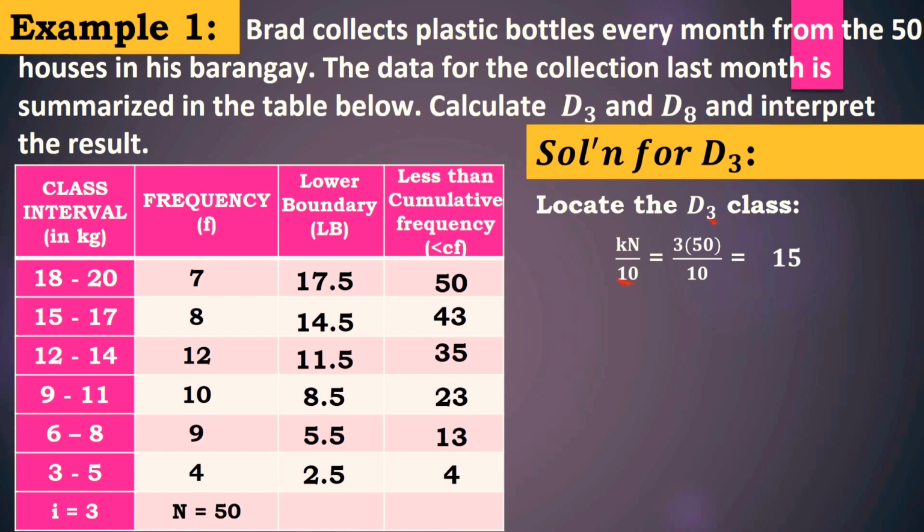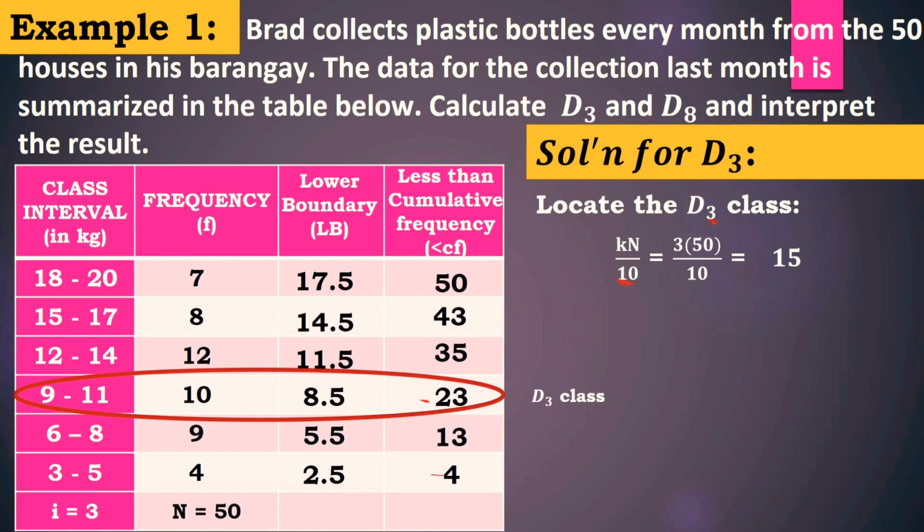So we look at the cumulative frequency for where 15 is less than or equal to. So 15 is greater than 4, not here. 15 is greater than 13, not here. 15 is less than 23. So, it means that the d sub 3 class is here. So, in the class interval 9 to 11, that's our d sub 3. And, let's identify the values. Here we also get the values we need in the formula.